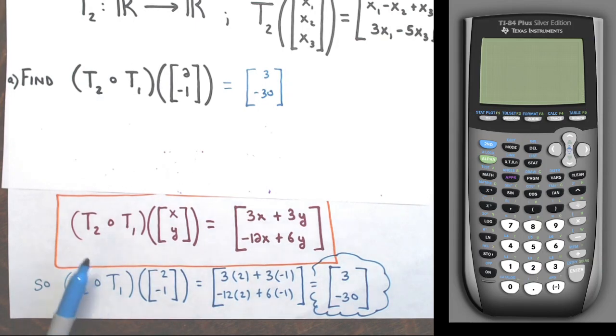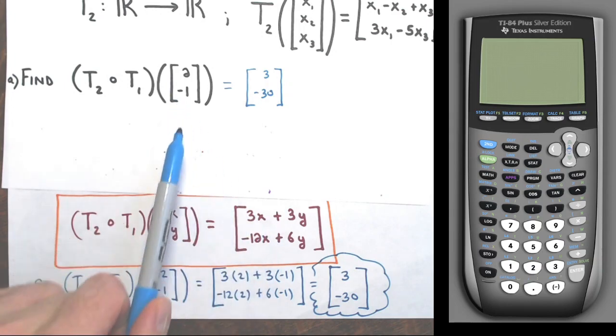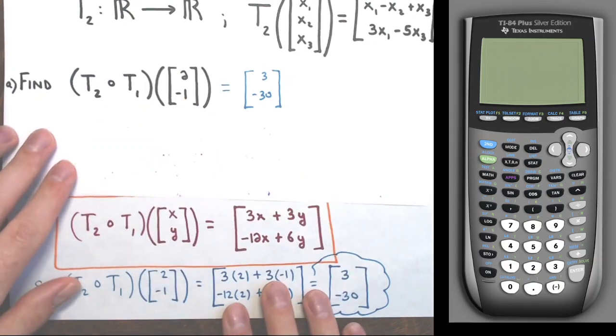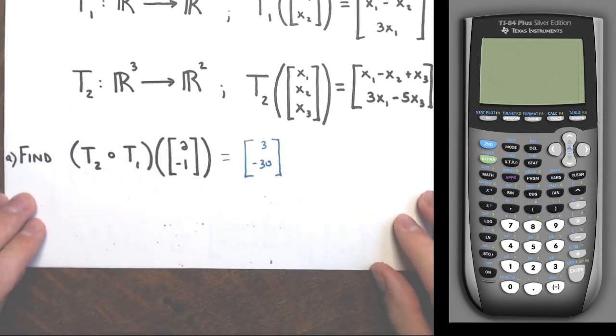And now that I have the general rule written out, I can plug in any specific vector I wish from R2 and get another output from R2, instead of just this specific one, right? I can plug in other ones. Now the other method is just to work one step at a time with the vector that you're given, all right? So I'll call this method 2.